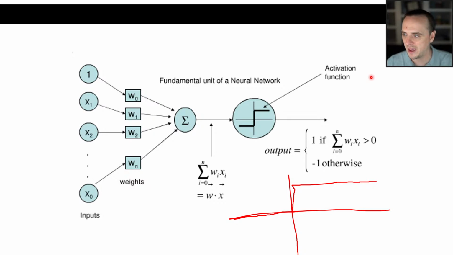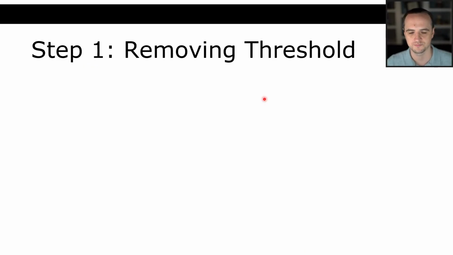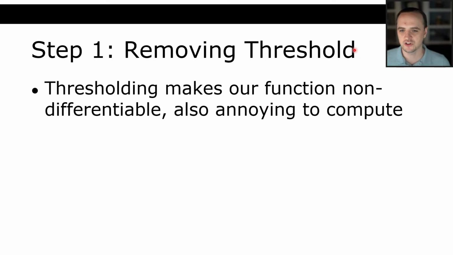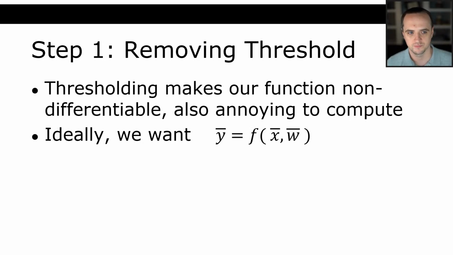And the good thing about this is that it's easy to calculate, but the bad thing is that this is a stepwise function, which is not differentiable. Okay, so that's not differentiable, so we cannot use a simple thresholding unit and then use gradient descent on that, because it's not differentiable. So thresholding makes our function non-differentiable and annoying to compute. So ideally, what we want is for our output vector to be a function of the inputs and the weights and not have to rely on that threshold.